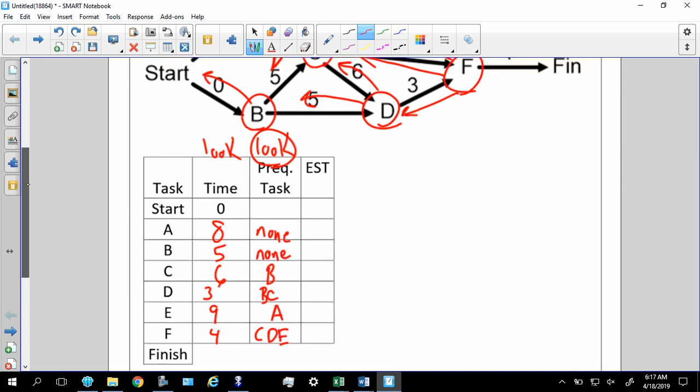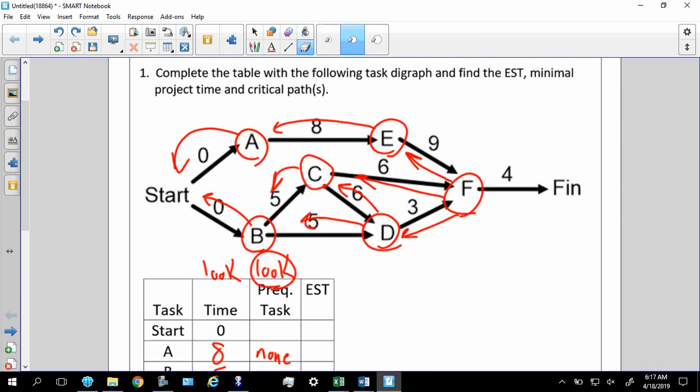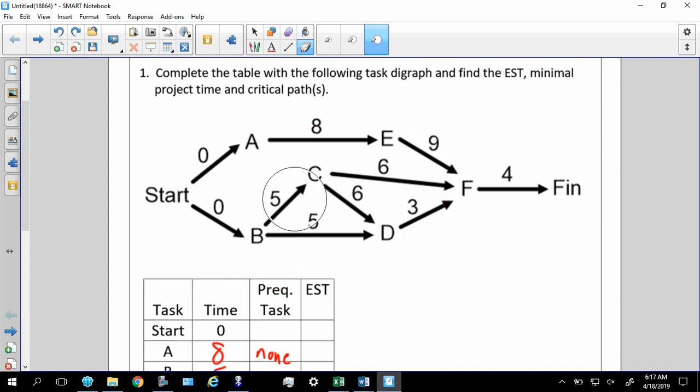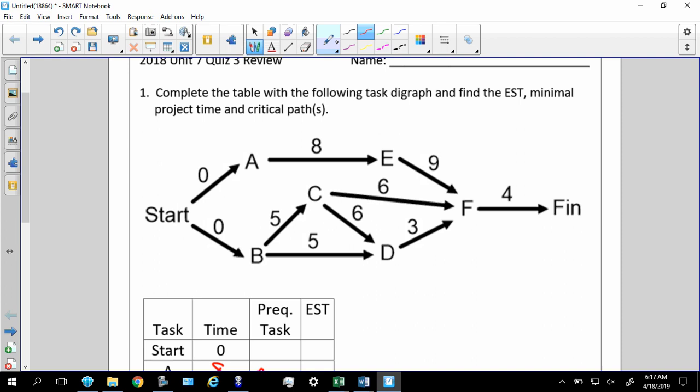All right, next is going to be the EST. Let me clean this up. Now the EST is something you're actually going to have to work out. The first two are observational, but you've got to work this one out. What we have here is start. A can start at 0, B can start at 0, because the time before them starts at 0. Now let's look at C. B starts at the 0-minute mark and it takes 5 minutes, so C can start at 5 minutes.